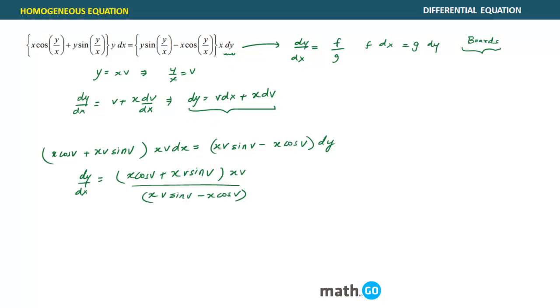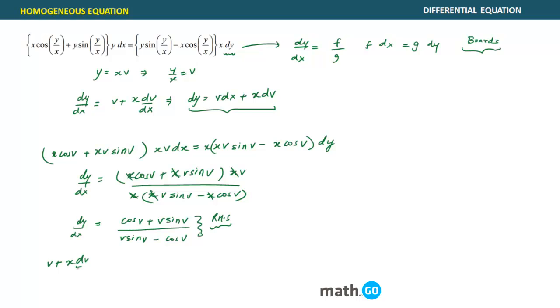There is one more x here, because this is x and this is x. Now you can see that this x and this x get cancelled out. So the entire problem is dy by dx equals cos v plus v sin v divided by v sin v minus cos v. Now this RHS is completely in terms of v. As I told you, if you are not able to get this completely in terms of v, that means you have not done it correctly.